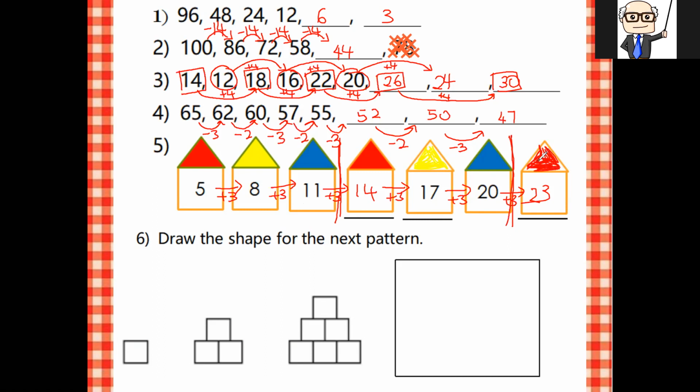Okay, now the next one, we're going to do this pattern drawing. May I know how many squares I should draw? Can everybody type in the chat box for me? How many squares should I draw? 10. In the chat box.